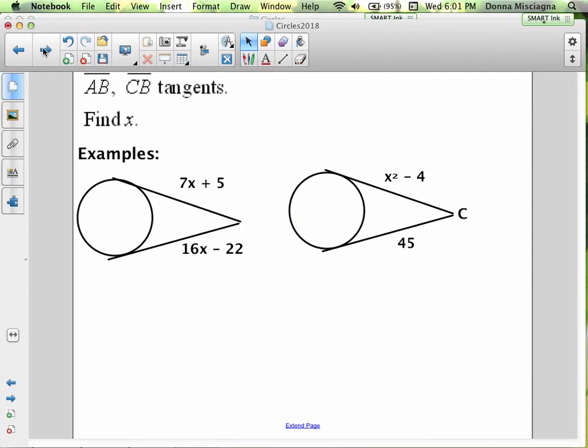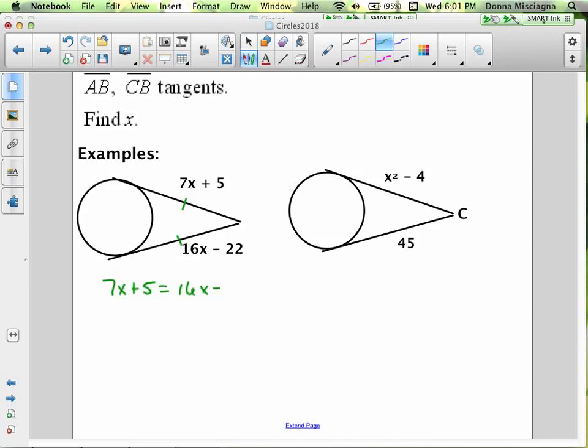All right, AB and CB are tangents. We want to find x. The second one's in your notes, not the first one. Again, if we have tangents that intersect at a point, they are congruent to one another. So we know that 7x plus 5 equals 16x minus 22. Let's subtract 7x from both sides. So we have 5 equals 9x minus 22. Add 22 to both sides to get 27 equals 9x. Then isolate x by dividing both sides by 9. 27 divided by 9 is 3. And that is the value of x.